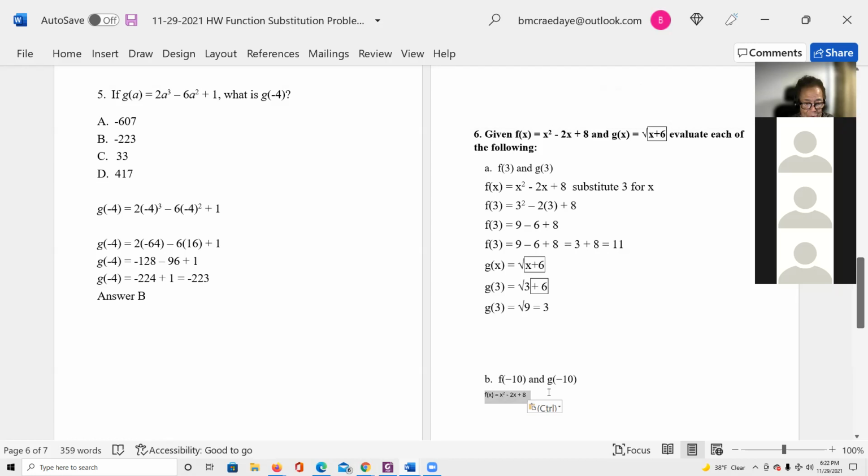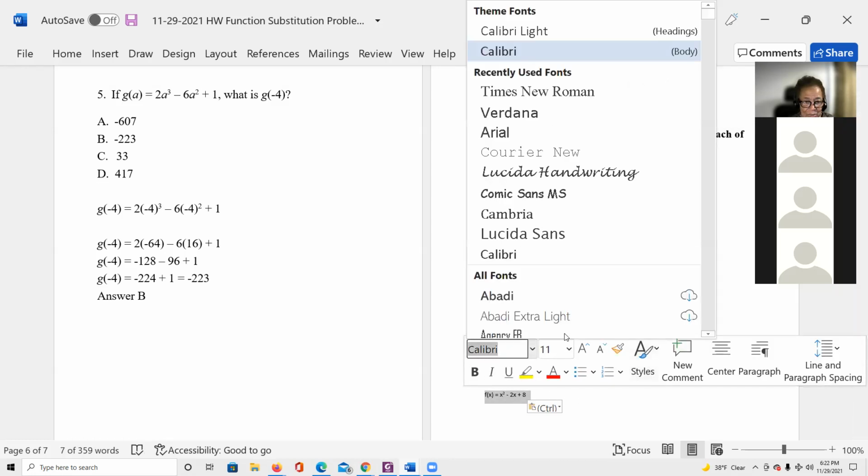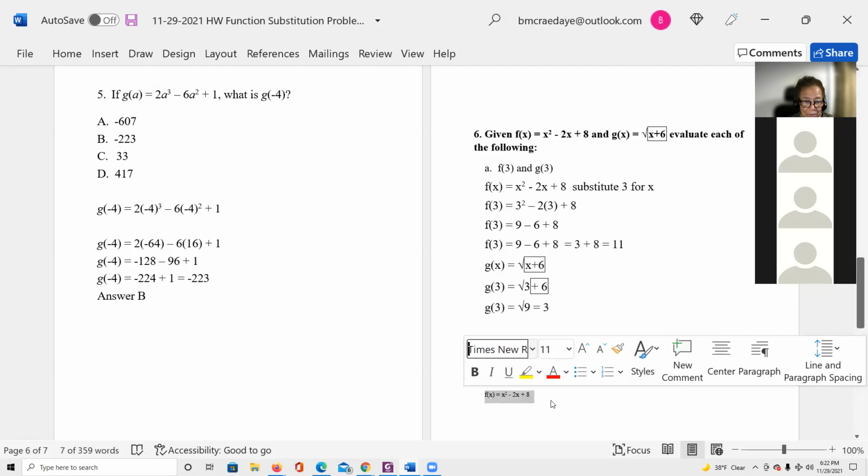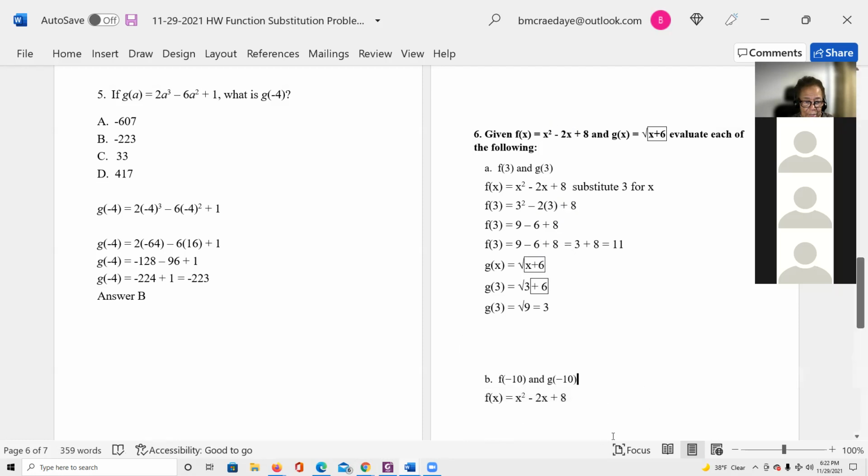Wherever you see an x, you want to put a -10. Like that here. Okay, so put a -10 right here, -10 for the x substitution. Put a -10 here, so that's a -10 squared, minus 2 times a -10. Wherever you see an x, you want to put a -10, and 2.